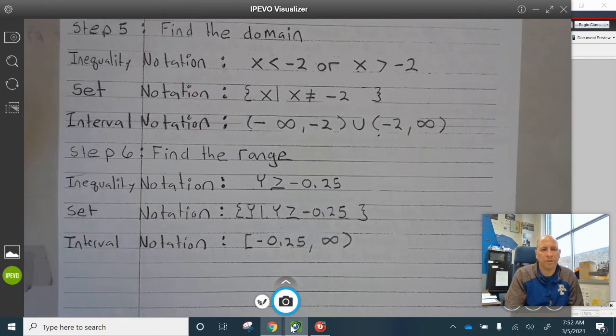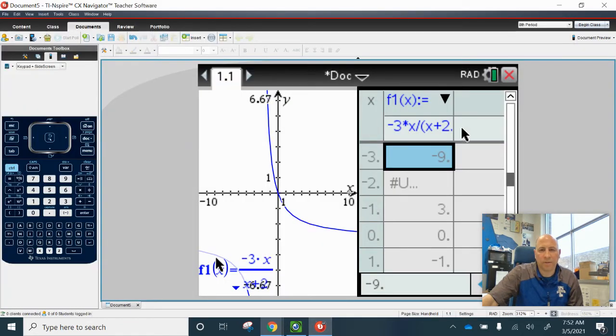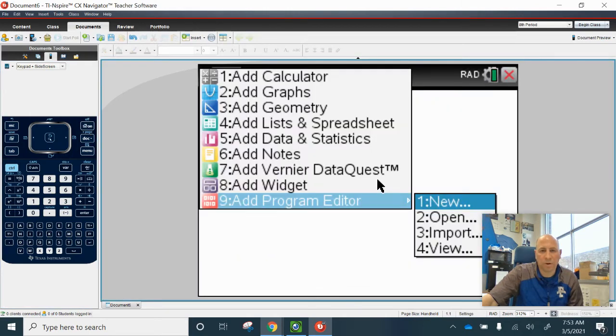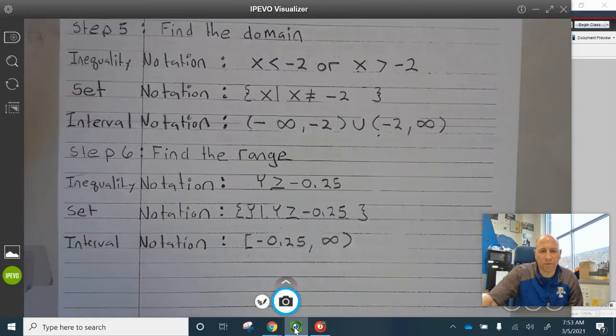Step 6. Find the range. Inequality notation is y greater than -2.25. And to find that number, we can use Desmos. Okay, and I think, well, we might need this, but let me leave that on a blank screen so we don't get distracted by that.